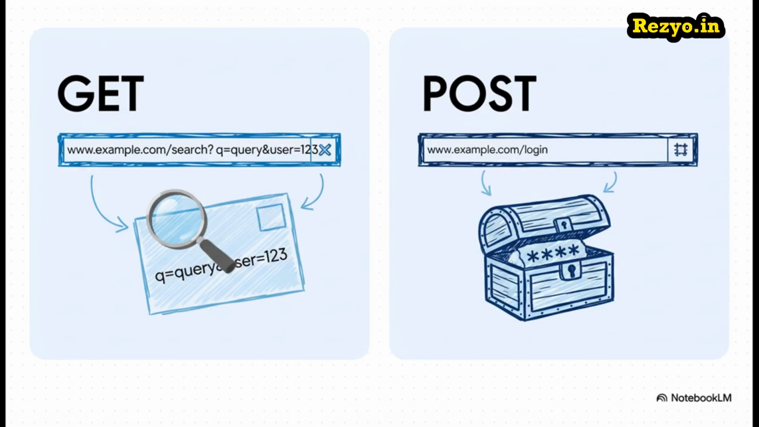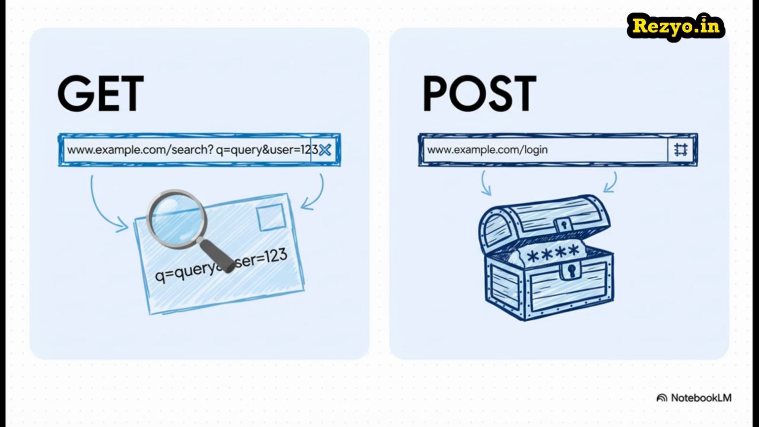And finally, a quick one on forms. You can send data in two ways, get or post. Just remember this, get puts the information right up in the URL where everyone can see it. It's fine for something like a search term, but for anything private, passwords, credit cards, personal info, you must use post. It hides the data, keeping it secure.